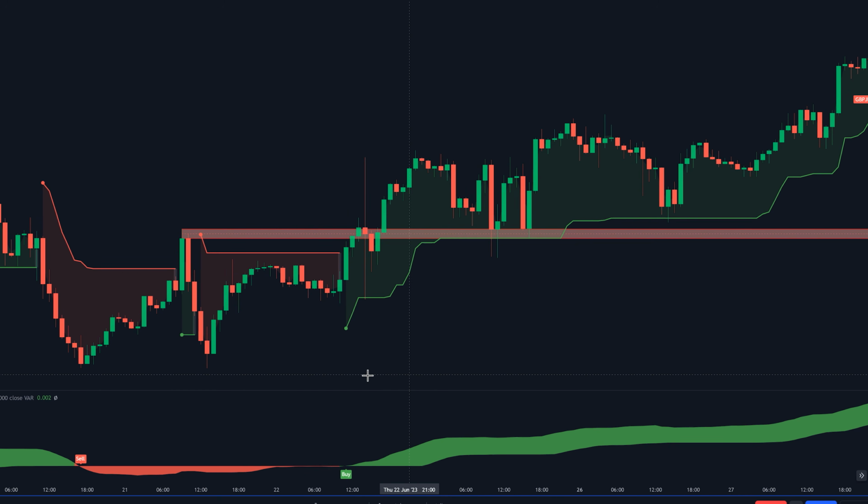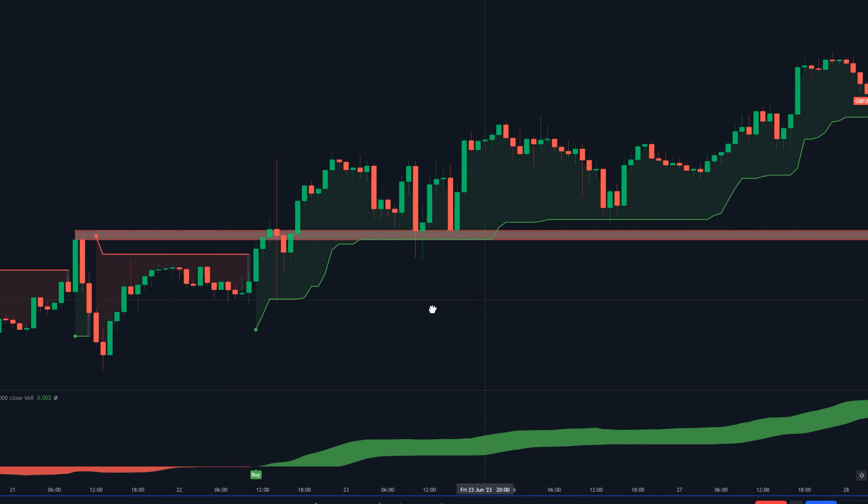You just ensure that both of them are colored green, as you can see here. The Optimized Trend Tracker was green. The Supertrend indicator was also green. And then we have a price action break and retest happening here. This increases the probability of this trade turning out profitable.